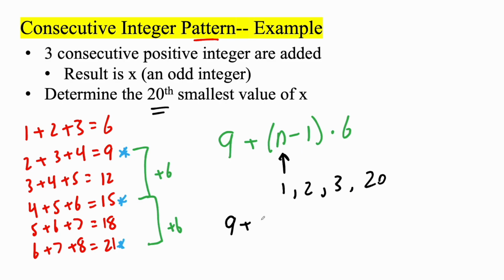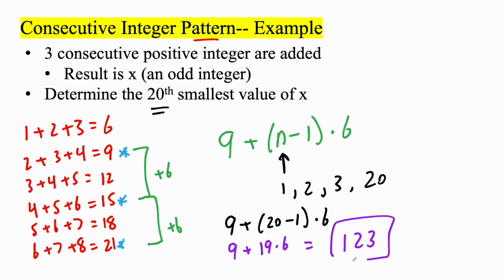And I'll write it out. So 9 plus parentheses, instead of n, put 20 minus 1, close it, times 6. So we get 9 plus 19 times 6. And if you go ahead and use a calculator, we're going to get 123 as our final answer. So this is saying the 20th smallest value of x will be 123. And that's pretty much it for this problem.